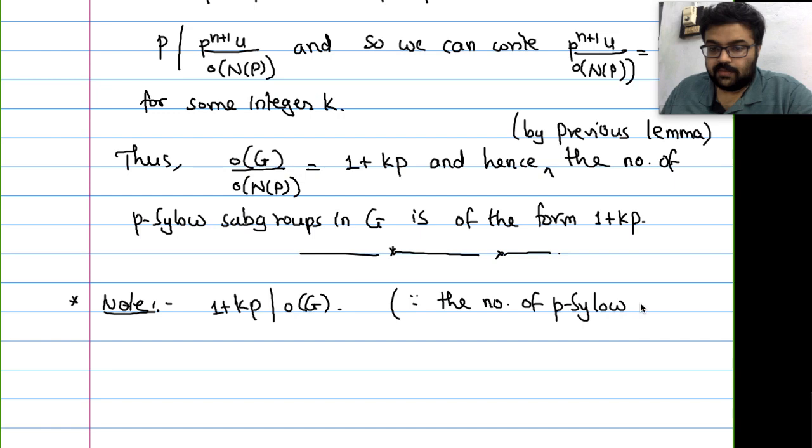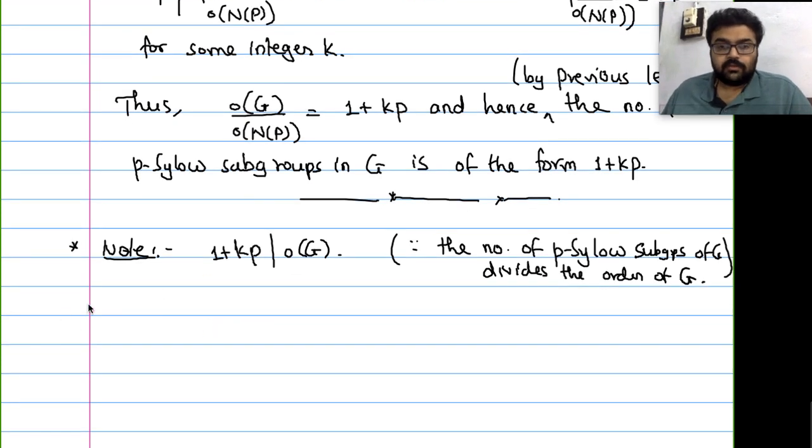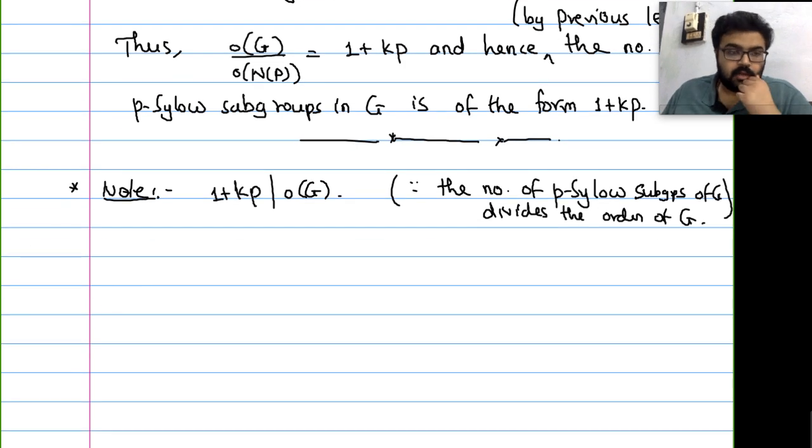So, since the number of p Sylow subgroups of G divides the order of G, 1 plus kp divides this. Yeah. And okay, so now let us consider some applications.